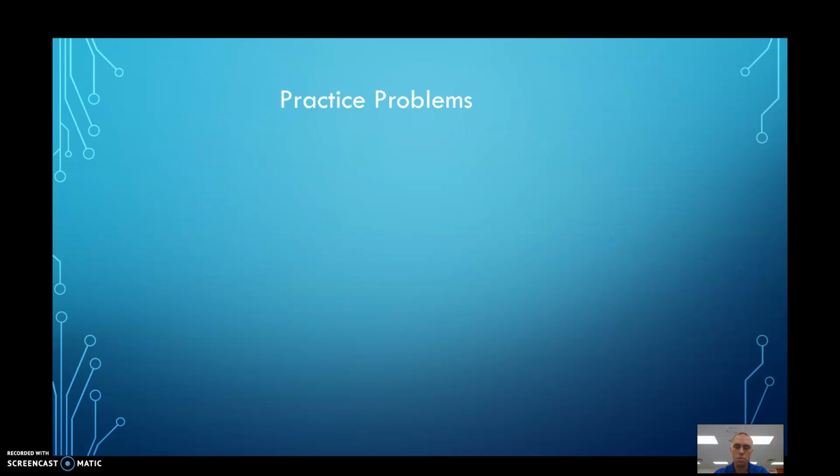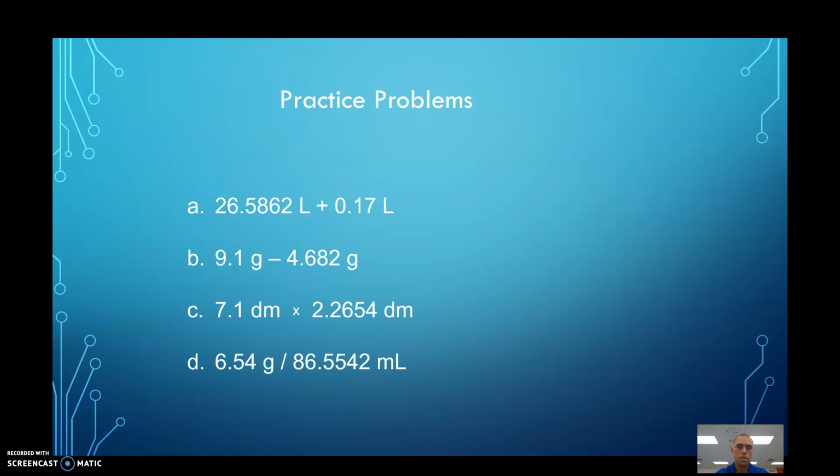Here are some practice problems. I know we only did 2 examples, but the rules are the same. I'm going to put these 4 practice problems up. I want you to pause the video and do them. Take a calculator, do the problem. Remember that for addition and subtraction, you're counting decimal places. For multiplication and division, you're counting sig figs. Okay, do these problems now.